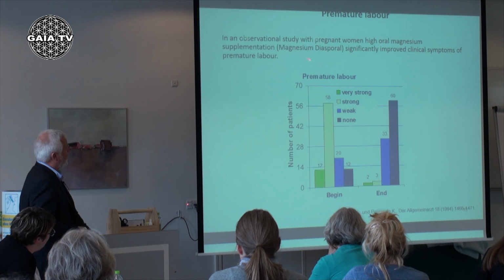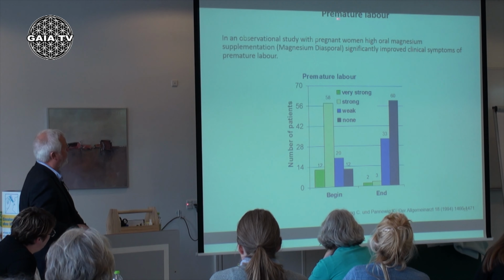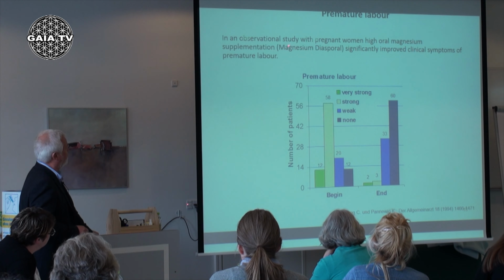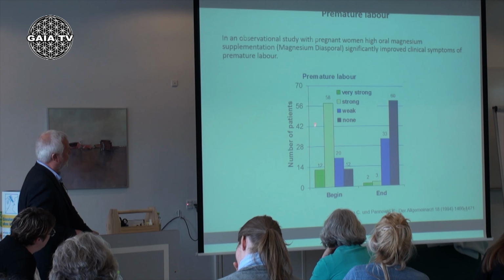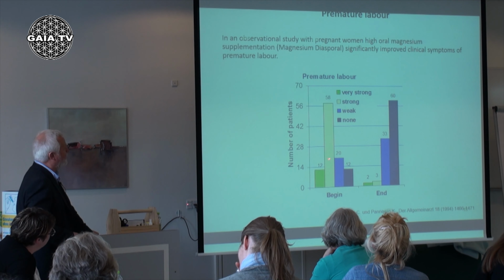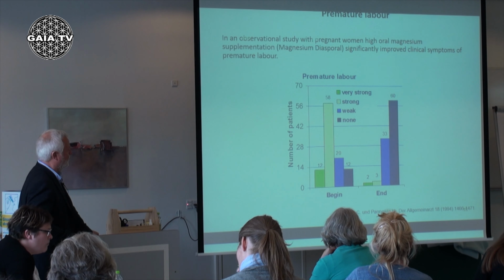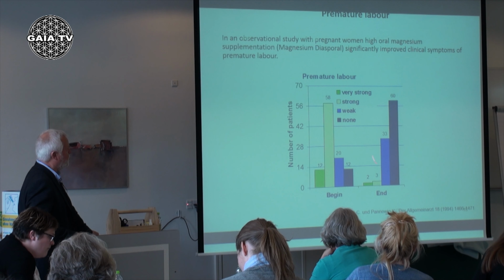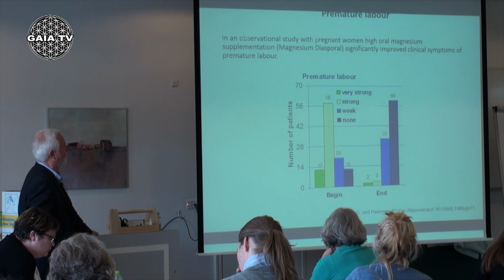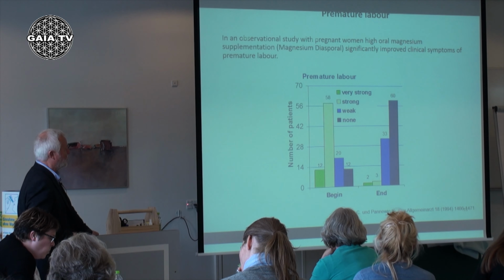And there are several studies on magnesium and premature labor, and this is a study with magnesium diasporal, and you can really see that by simply administering magnesium, you can reduce the incidence of premature labor significantly.